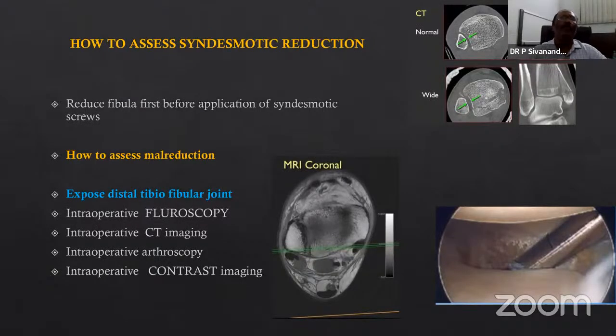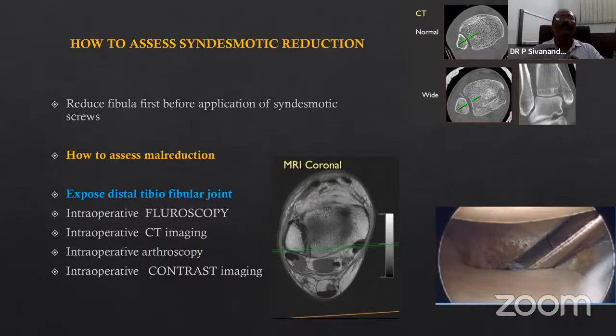Once you've done the surgery, how do you assess this syndesmotic reduction, whether you have done it right or not? Reduce the fibula first. All these syndesmotic injuries are because of trauma. In this trauma, the medial structures, posterior structures, and lateral structures, that is fibular fractures, posterior malleolar fractures, and the medial malleolus, must all be fixed in a perfect anatomical manner. You must maintain the length, the rotation, and perfect opposition in these areas.